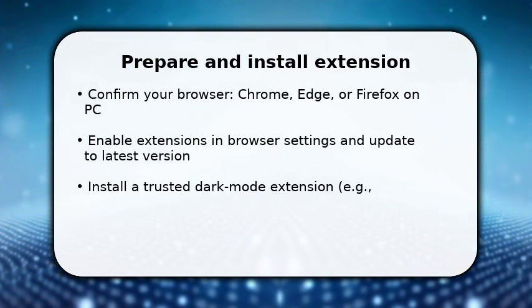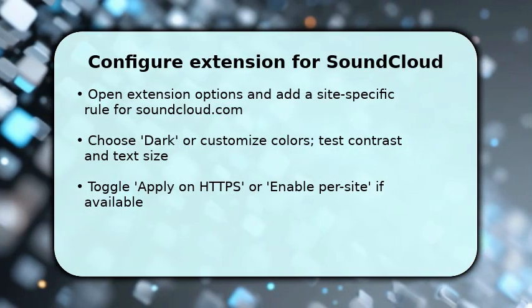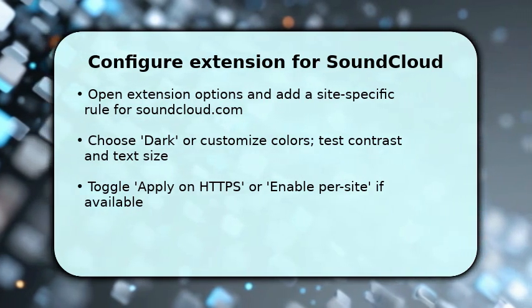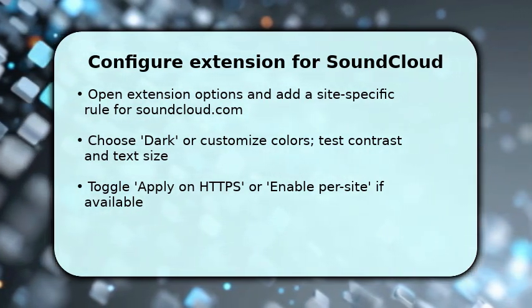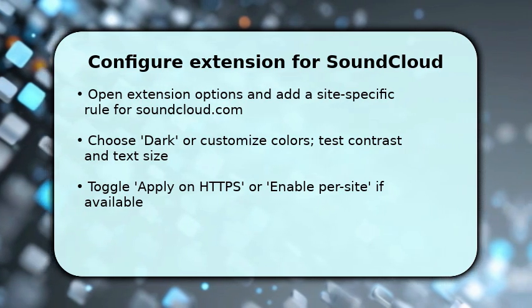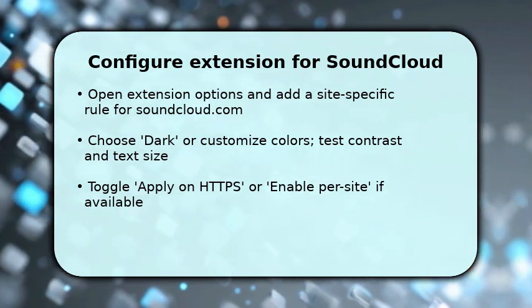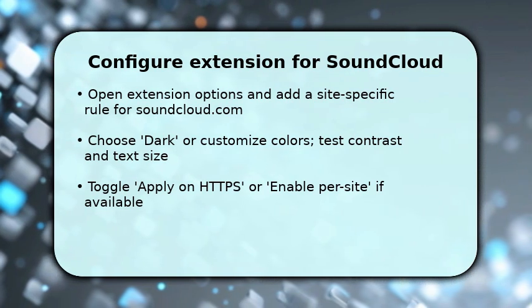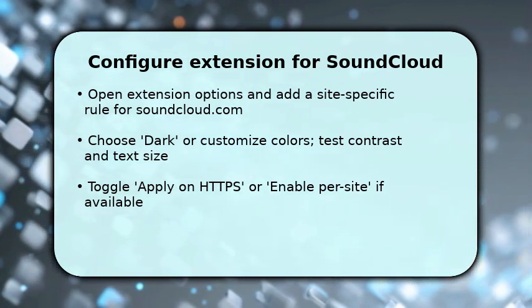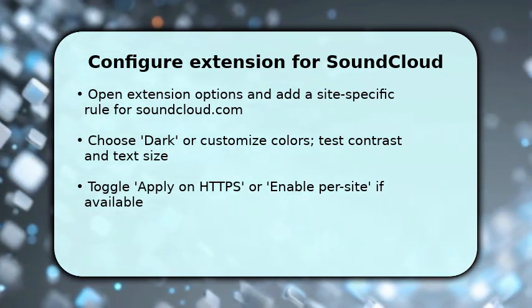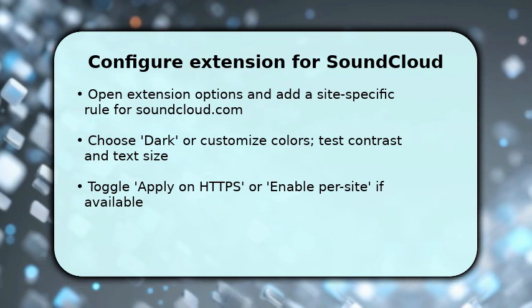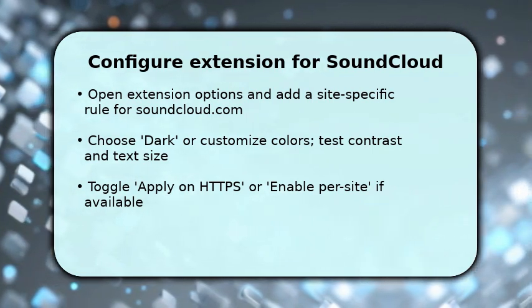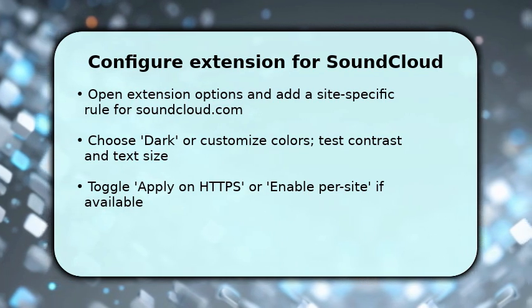Now configure the extension to target Soundcloud. Open the extensions options and add Soundcloud.com as a site rule, so changes apply only there. Choose the built-in dark preset or tweak background, text, and accent colors to keep waveforms readable. Make sure contrast is high and font sizes remain legible. If the extension offers apply on HTTPS or per site enabling, toggle it on.